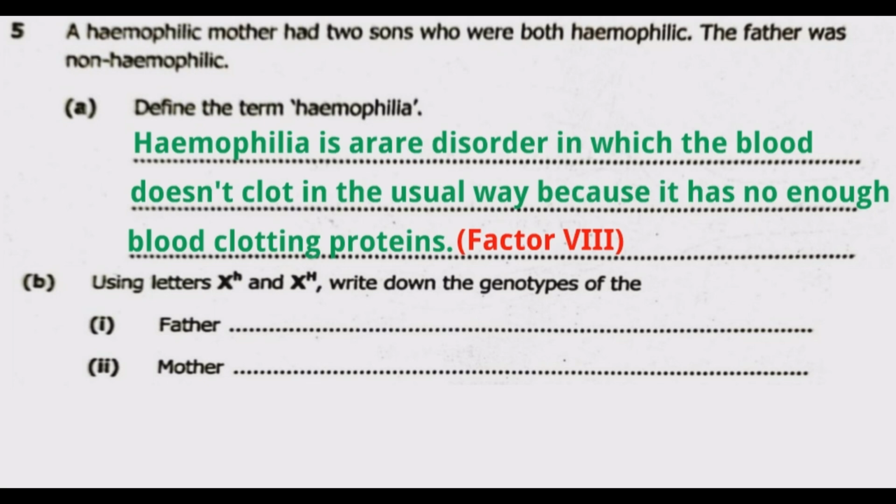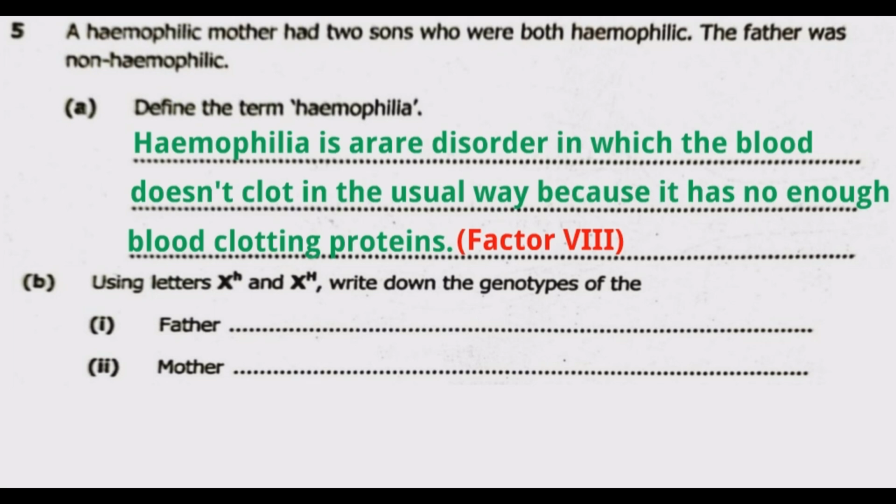Now let me talk about Xh and XH. The first one, Xh, with the small letter, is for when you have the condition of hemophilia. And XH, with the capital letter, means you don't have the condition of hemophilia. So now let's go to answering the question.